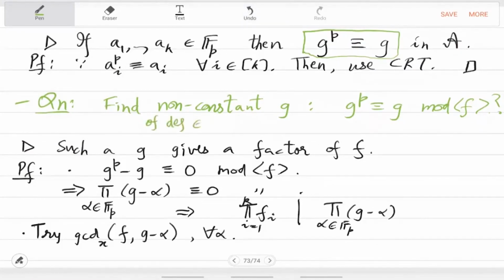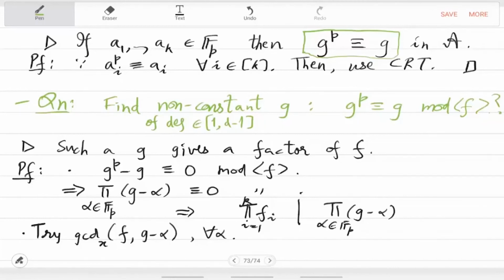Of degree between 1 and d minus 1 that we can add. So degree should not be 0, which means it should not be constant, and degree should not be d or more, because if it is, then you can reduce mod f and get down to d minus 1 or less. Yeah, okay, so with that assumption, I think that takes care of it.